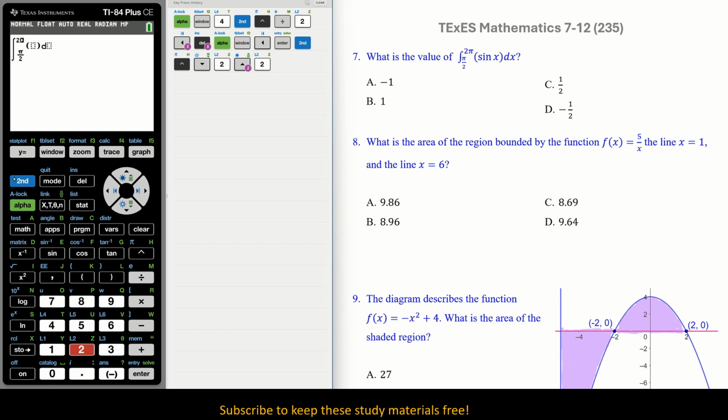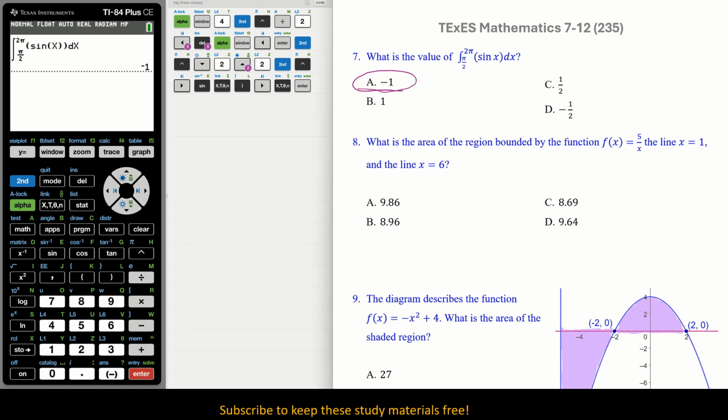So number 2 and second caret up, arrow over, and now we put in our actual function, and that is simply sine x. And I like to close that parentheses. And then we need d of x. And push enter, and it's -1. Saves a ton of time.